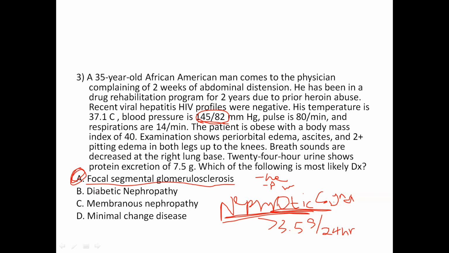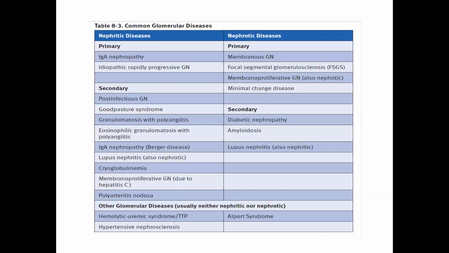Diabetic nephropathy, even if it is a risk factor for this patient, we don't have any history clue which tells us diabetic nephropathy. The second, membranous nephropathy, and D is minimal change disease. Minimal change is the most common cause of nephrotic syndrome in the pediatric group. So this is a common glomerular disease.